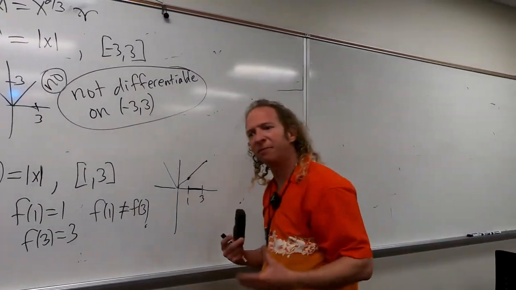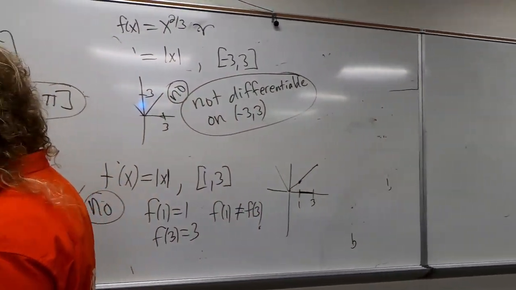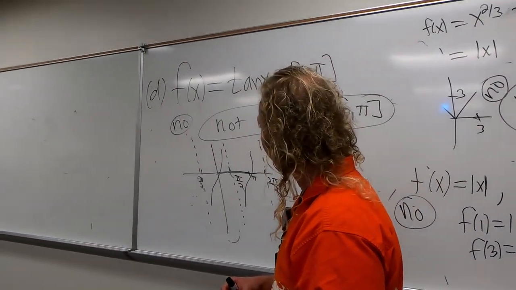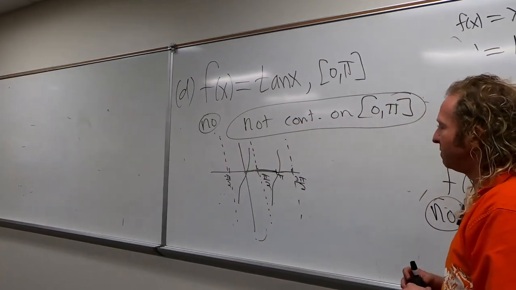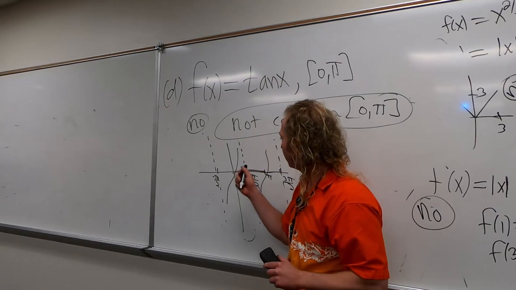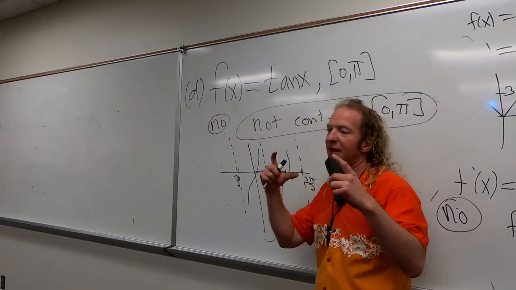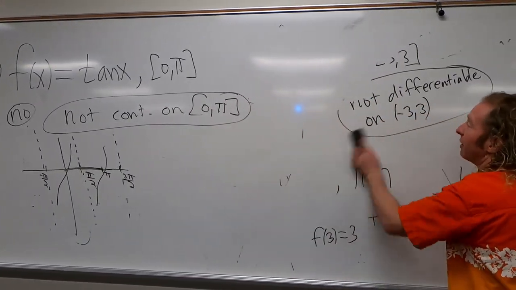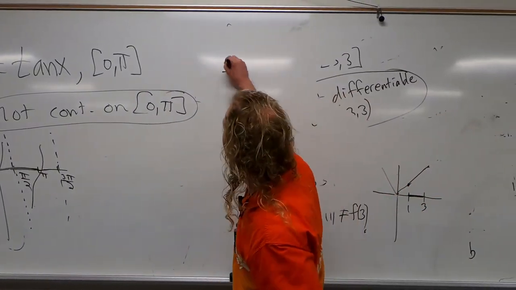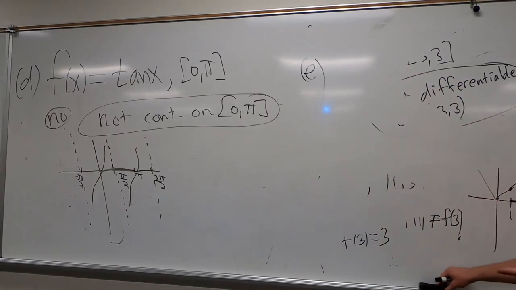Any questions? Yeah, Ethan. What if the tangent was between negative pi over 2 and pi over 2, where it is continuous? It's still no because it's not closed. If it's between negative pi over 2 and pi over 2, you have to have the brackets. You have to have those endpoints included. It's a good question. I wouldn't do that to you though, because it wouldn't be defined there.